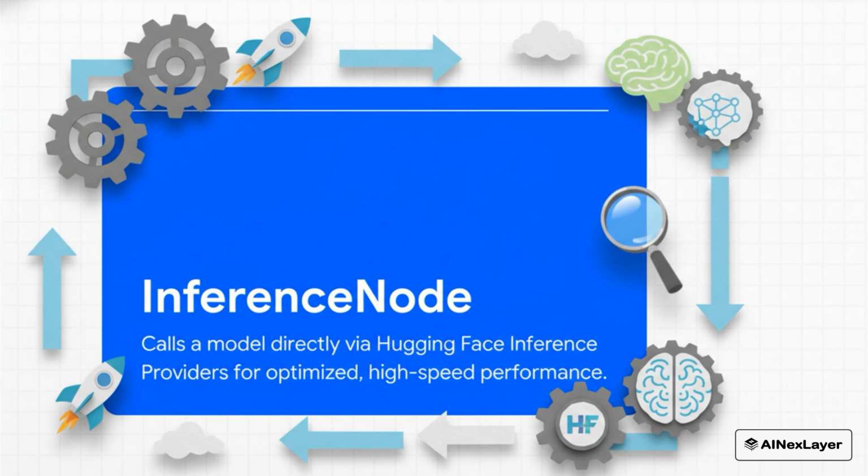And the third type is the inference node. This one is all about speed and optimization. When you just need to call a model and you need it to be fast, without all the extra stuff from a full Gradio app, this is what you use. It connects you directly to Hugging Face's inference providers for the best possible performance.